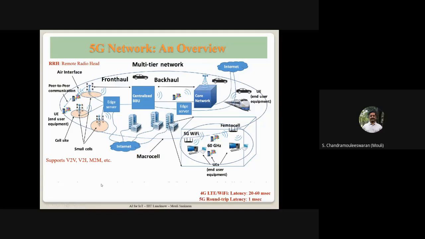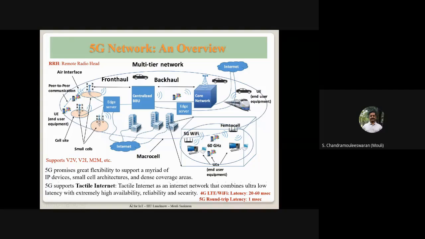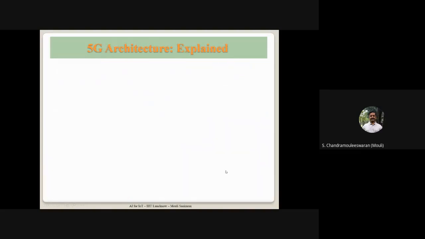Round trip delay is 1 millisecond, very, very less. And they use various IP devices they can connect it to. And it's called tactile internet. That means they have low latency, but high availability and reliability. This is a very difficult combination. Ultra low latency along with availability and reliability and security is a very, very tough combination. And that's why it's called tactile internet. 5G supports that.